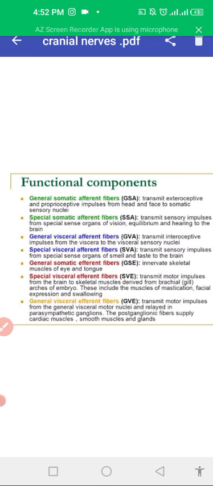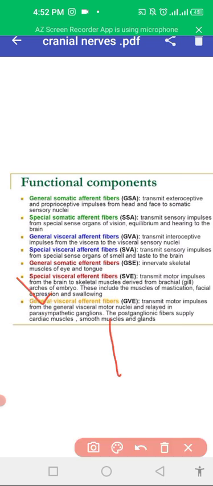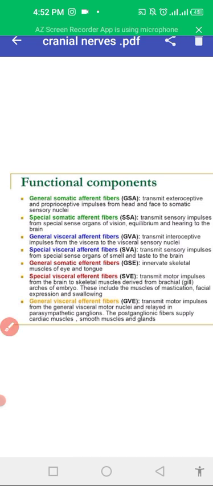General visceral efferent fibers, like here I am highlighting, these transmit motor impulses from the general viscera to relay at the parasympathetic ganglion, like postganglionic fibers, and then they supply cardiac muscles, smooth muscles, and glands. So in this way, this information is carried throughout the body through these fibers.